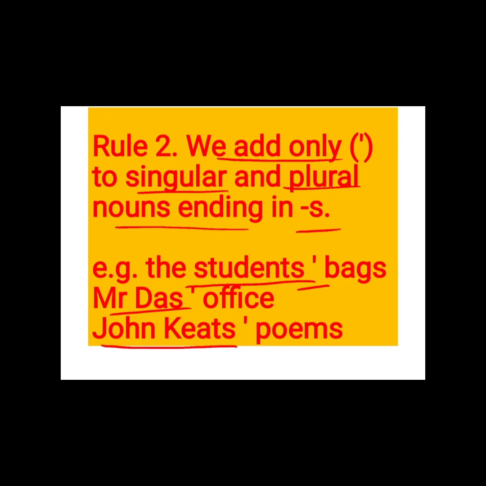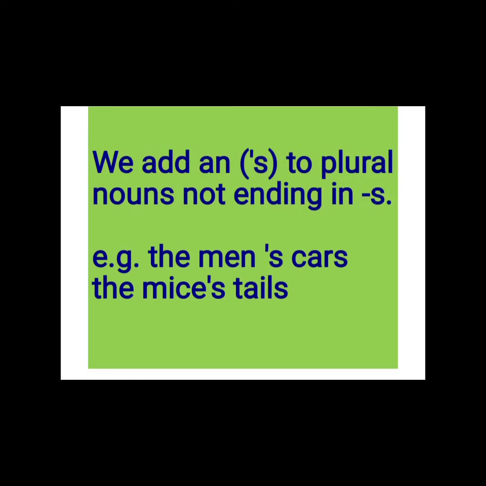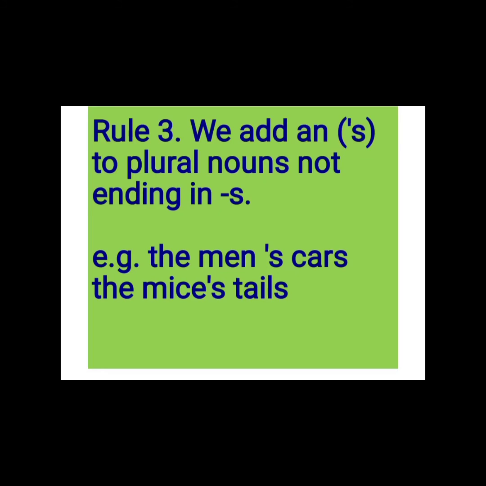All these three nouns, students, Mr. Das, John Keats, are ending in s, and we have added only an apostrophe sign to show the possession. Let us understand the last rule of this lesson. We add an apostrophe s to plural nouns not ending in s. What is the meaning of this rule? It means we add only an apostrophe s to the plural nouns that are not ending in s.